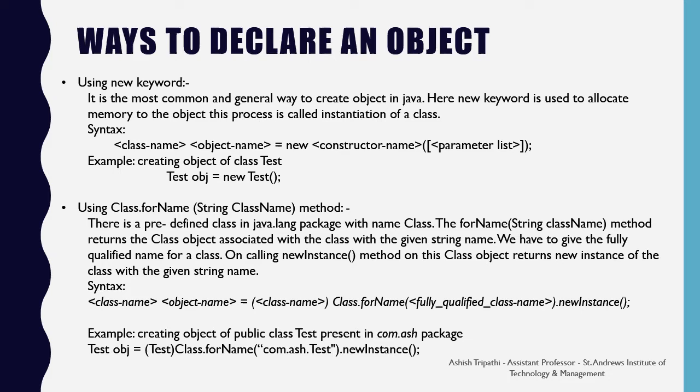Next method is using the forName method of class. Under the lang package inside the Java package, we have a class named Class. It has a method called forName which is static and used to return an instance of the provided class name. This needs to be typecasted to the target class type before assignment. We must supply the fully qualified name of the class having its parent packages and sub-packages as well.